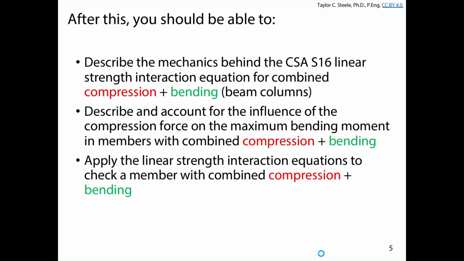Basically, whenever we have a bending moment and deflection from bending, the compression is going to make the bending worse, and we have some factors to account for that. And most importantly, you should be able to apply the linear strength interaction equation to check a member that has combined compression and bending. Today we're going to focus on the effects of compression on the bending moment and the linear strength interaction equations.